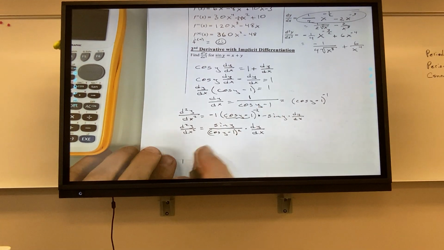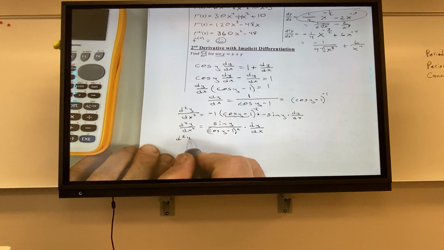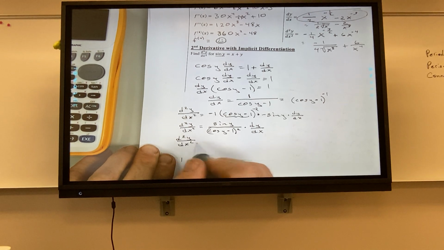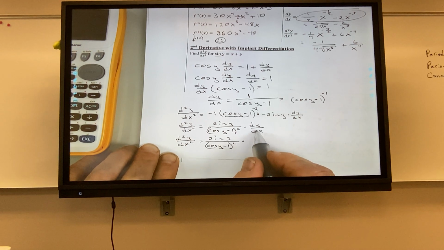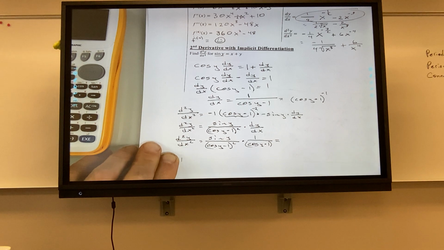So what I'm going to do now is get rid of that dy dx. I have the sine of y over the cosine of y minus 1 squared times, now I have to replace that dy dx with what I know it is. And what do I get?